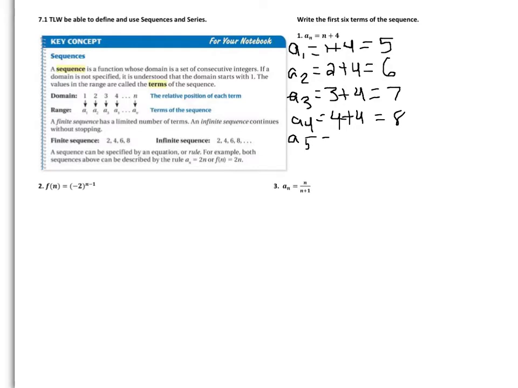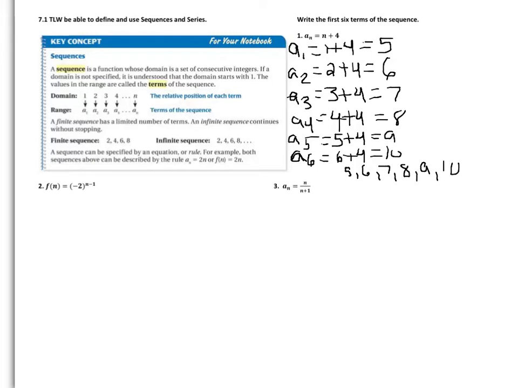A sub 5, 5 plus 4, 9. A sub 6, 6 plus 4, 10. So the way we write the final answer for this, you go 5, 6, 7, 8, 9, 10. Okay?